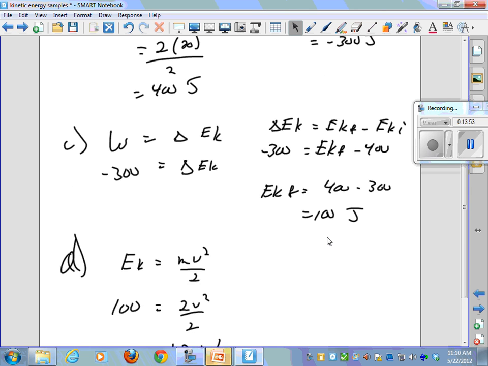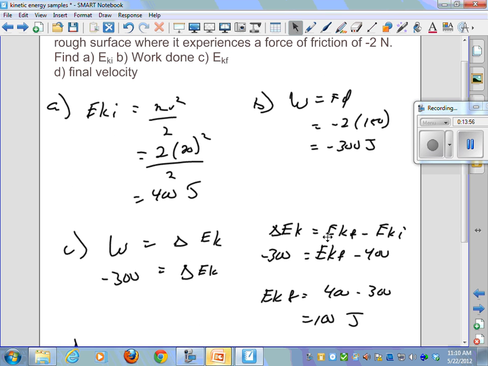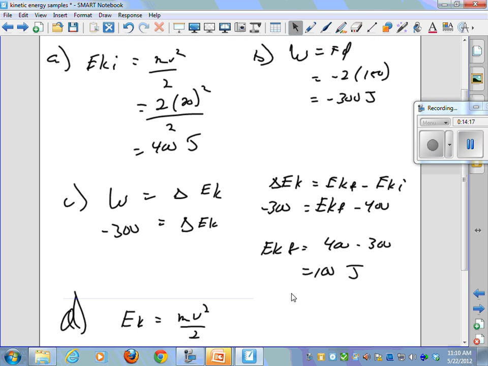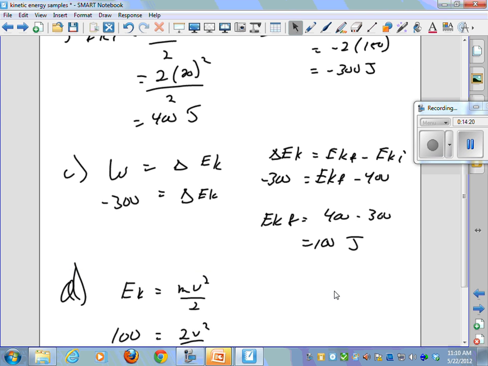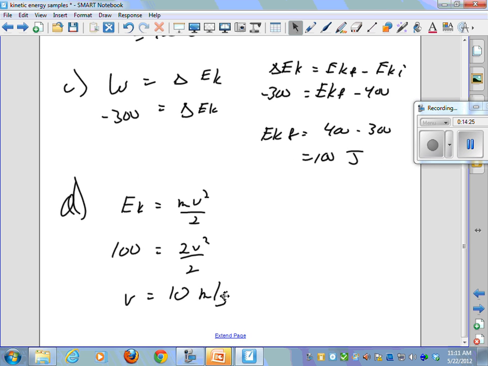All right. So exactly the same steps. We found our EKI using mv squared over 2. 2 times 20 squared over 2 is 400 joules. It's got 400 joules to begin with. The work done is -300. The minus simply refers to it being the opposite direction. In other words, I take away 300 joules of the object's 400 joules, right? This is just a bunch of algebraic mumbo jumbo to get me to the point where EKF is equal to 100, right? And once the final kinetic energy is 100, it's pretty simple to find the final speed. So it's dropped from 20 meters per second down to 10 meters per second. All right.